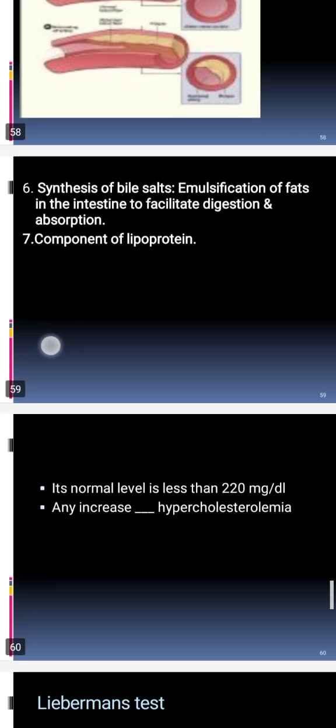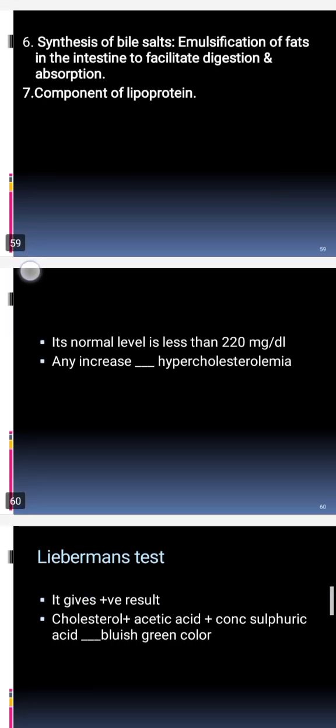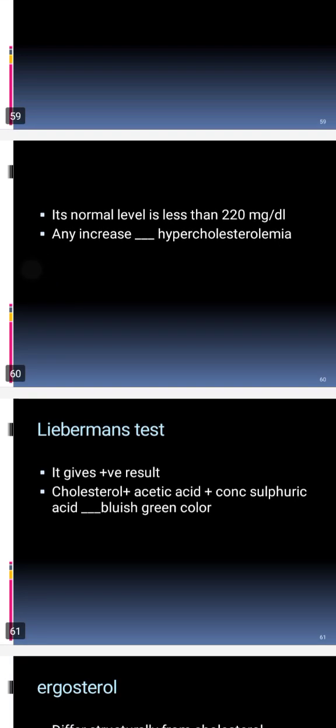Generally, its normal level is less than 220 milligrams per deciliter. If there is an increase in the level of cholesterol, we call it hypercholesterolemia.